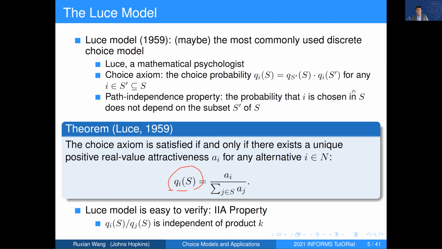The Luce model is easy to verify, for example, by the IIA property. It says the independence of irrelevant alternatives. The ratio of choice probability for any two items, i and j, is independent of the third item, k. If this is true, the choice model must be the Luce model.